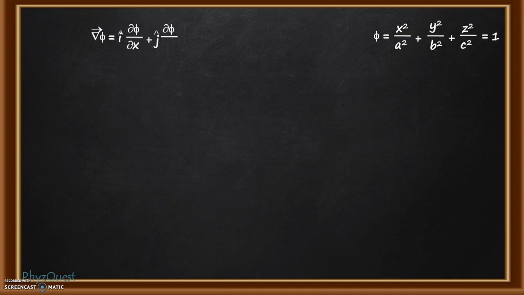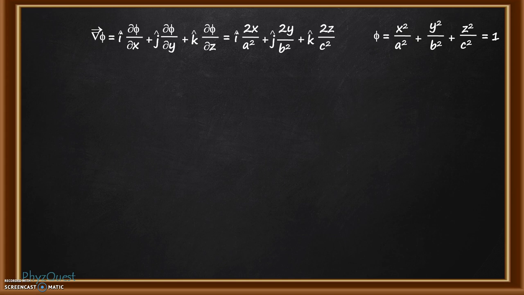So now let's do the calculation. Here we have the surface equation as phi, and gradient of phi is i cap del phi by del x plus j cap del phi by del y plus k cap del phi by del z. Now if we put phi here and do the calculation, it will be i cap 2x by a square plus j cap 2y by b square plus k cap 2z by c square. So this is your gradient of phi.